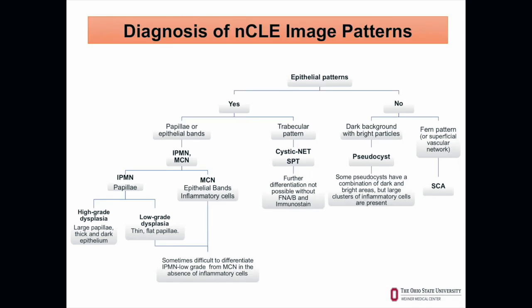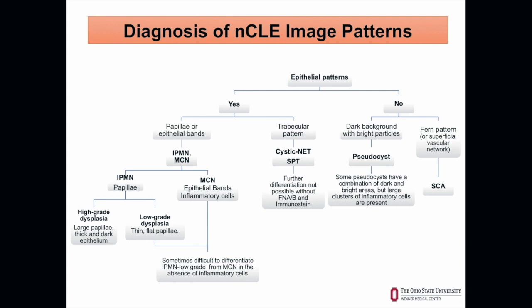Now that you have a good idea about these image patterns, we'll quickly recap. IPMNs, the typical feature is seeing papillary structures. In IPMNs, they could be really flat with low amplitude, meaning the papillae are much flatter without the typical papillary configuration. Or as the dysplasia progresses, you will see IPMNs with much larger, prominent, darker, thicker papillae.